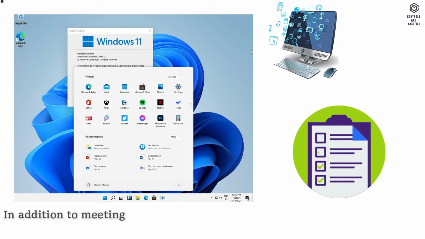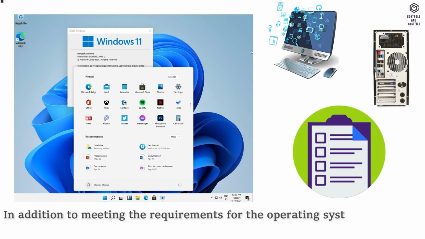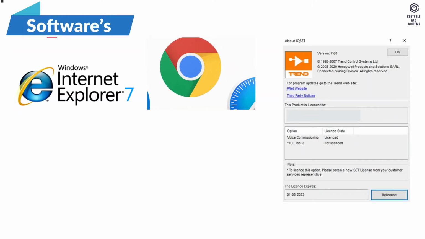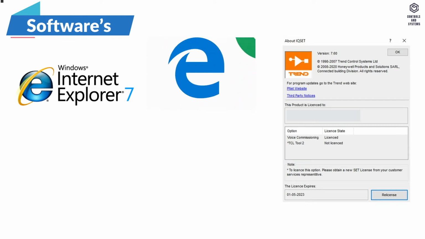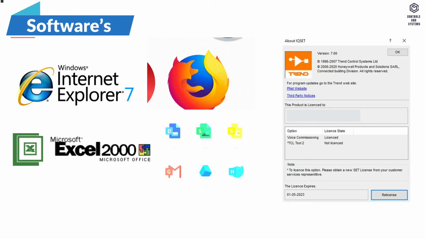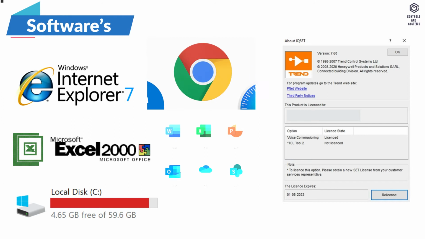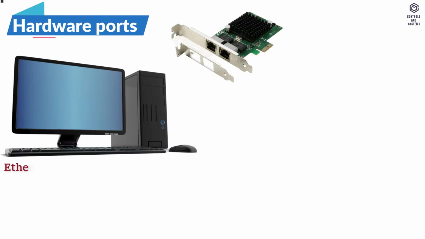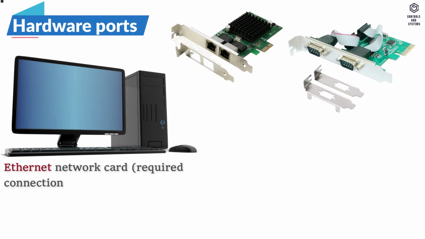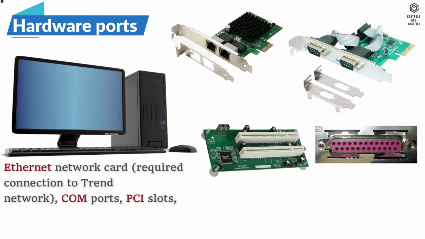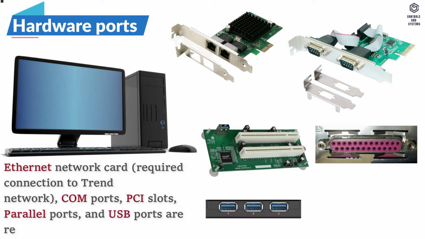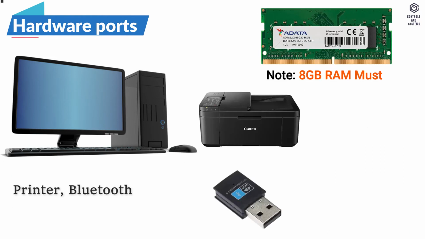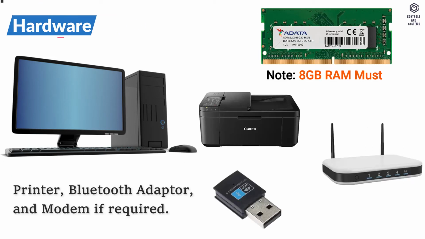In addition to meeting the requirements for the operating system, IQSET requires the following. Software: Microsoft Internet Explorer version 7 or greater, Microsoft Excel 2002 or greater, 4 GB free disk space for installation only. Hardware ports: Ethernet network card, COM ports, PCI slots, parallel ports and USB ports are required to allow connection of CNC to printer, Bluetooth adapter and modem if required.